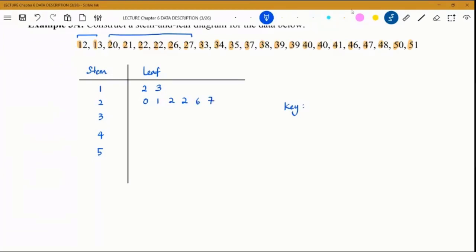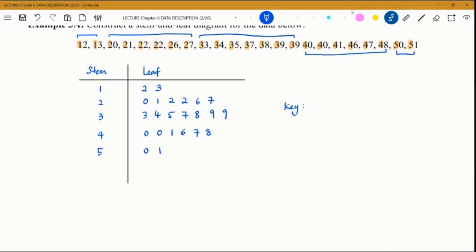Okay, so for the 3, what should we write on the right hand side? We have 3, 3, 4, 4, 5, 5, 3, 4, 5, 7, 8, 9, 9. Good. Okay. So for the 40 and above, we have 0, 0, 1, 6, 7, 8. And then the last one, the first digit 5, we have 0 and 1.